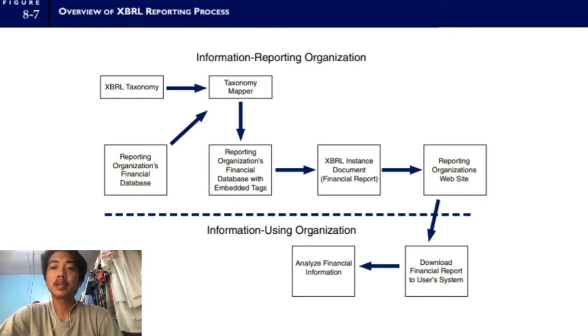So lastly, this image represents the XBRL reporting process, which is just an overview and will be discussed further by the next reporter. So the process starts at the XBRL taxonomy and proceeds to the taxonomy mapper, then to the reporting organization's financial database with embedded tags, to the XBRL instance document, to the reporting organization's website, then to downloading the financial report to the user's system, and lastly to analyzing the financial information.